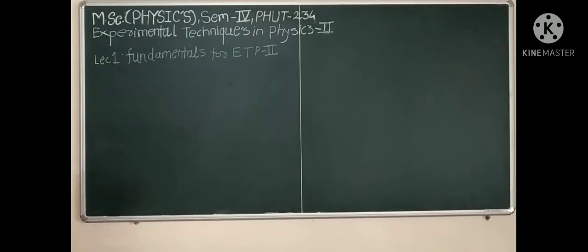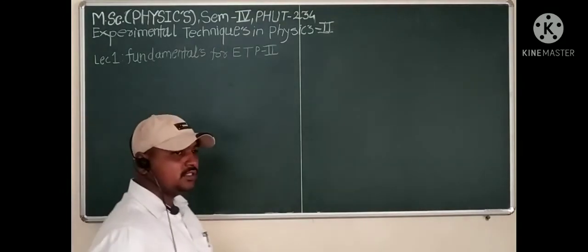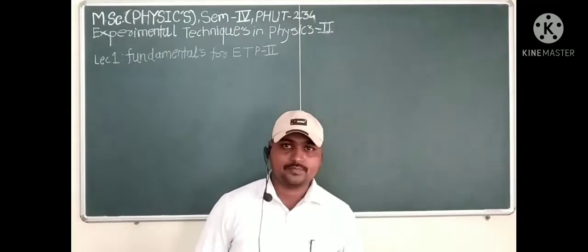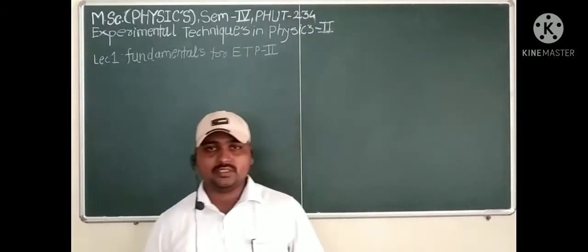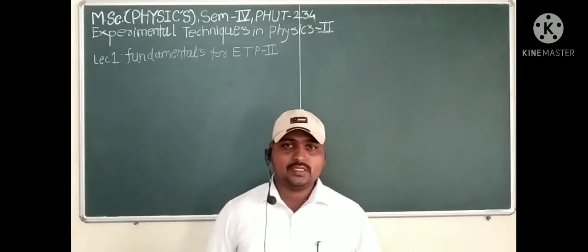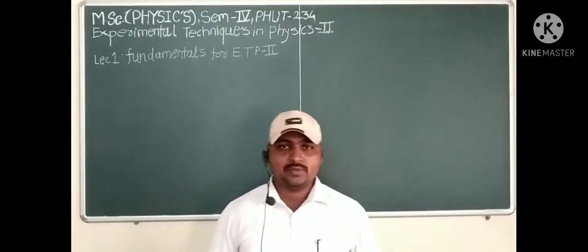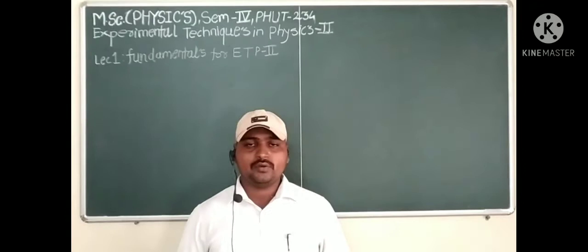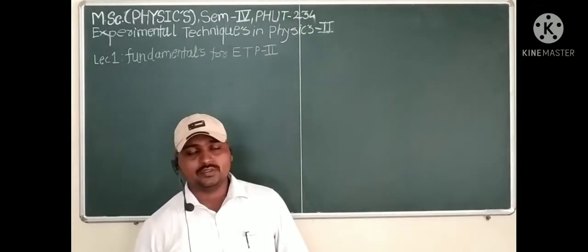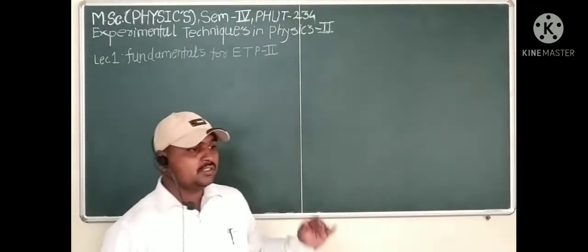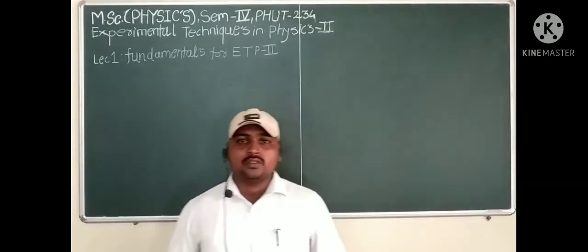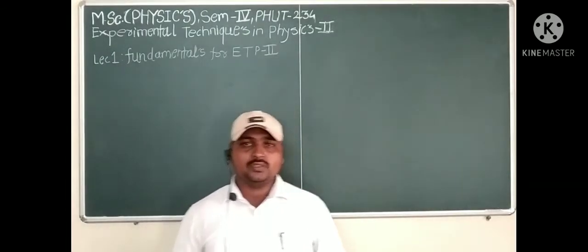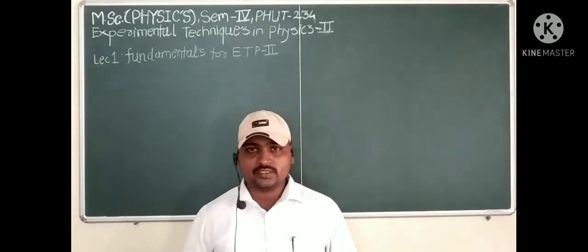In those techniques, we first discuss the electromagnetic spectrum. In the electromagnetic spectrum, there are different regions like gamma rays, X-rays, visible, infrared, microwaves, and radio. For each region, we are going to discuss the different techniques used for those different regions.